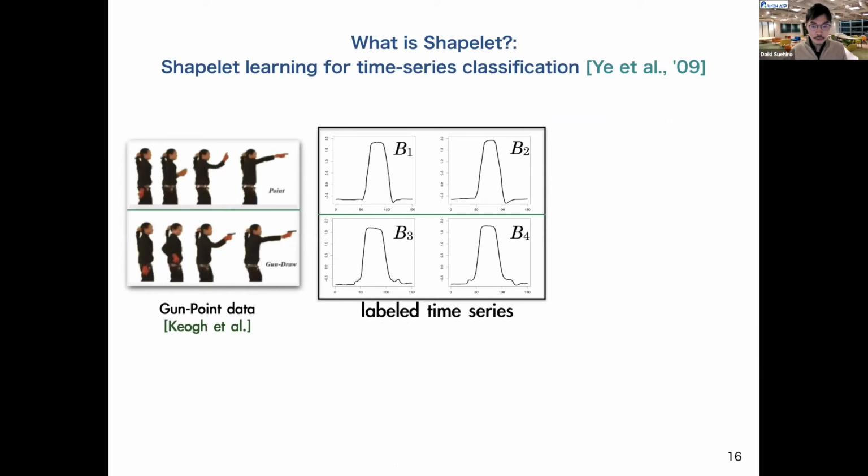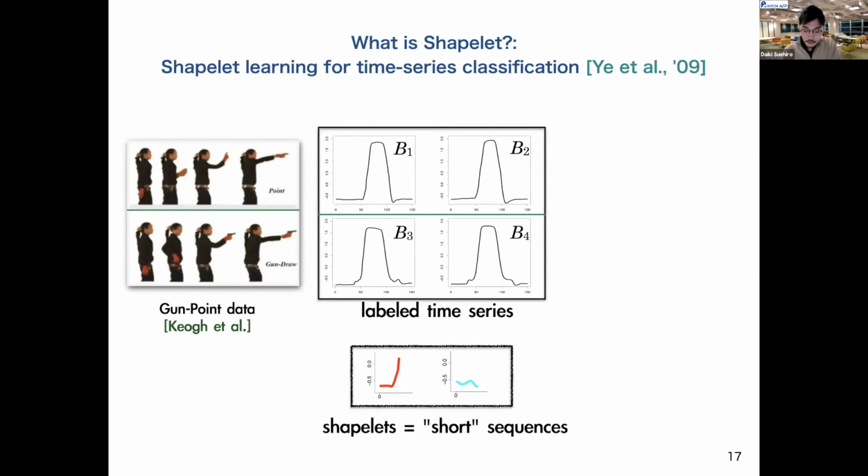So as briefly introduced by Hatano-san, the actual Shapelet is a terminology of time series classification domains. And gunpoint data is a very famous data set for time series classification. And each instance is a univariate time series of hand motion taken by motion captures. And typical Shapelet-based time series classification has two phases. And first, we prepare the set of short sequences like this, called shapelets. And this is prepared in some way.